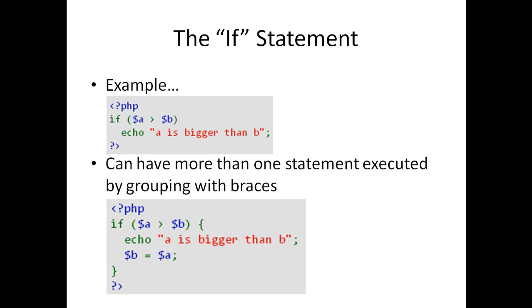Here's an example. If $A is greater than $B, echo A is bigger than B. You can have more than one statement executed by grouping with braces, as I mentioned. If $A is greater than $B, echo A is bigger than B, and then set $B equal to $A, which would mean that A is no longer greater than B because they're equal. The first example does not use braces because the entire if echo is one PHP statement. When your if contains multiple statements, you have to put the braces around them. So that's basically how that works.